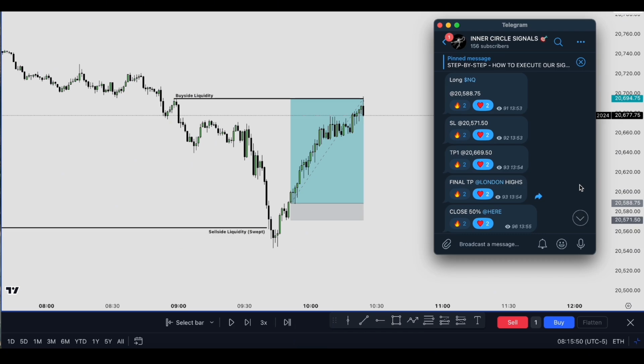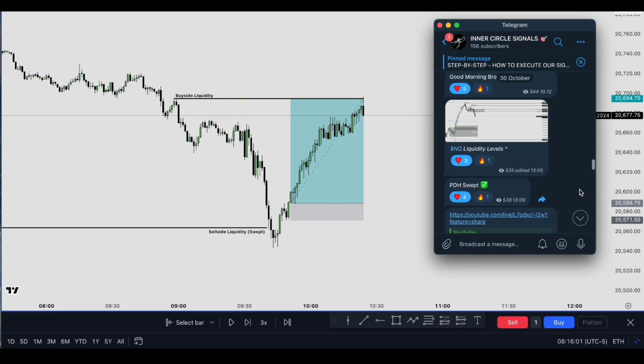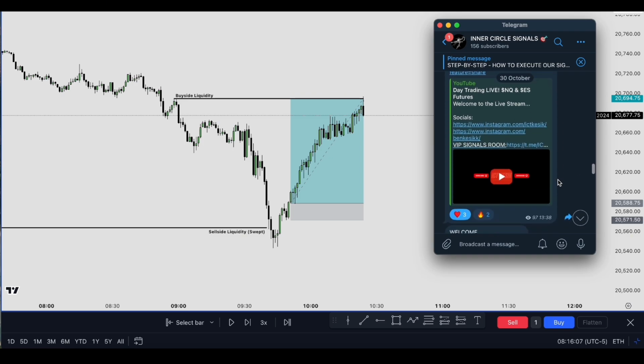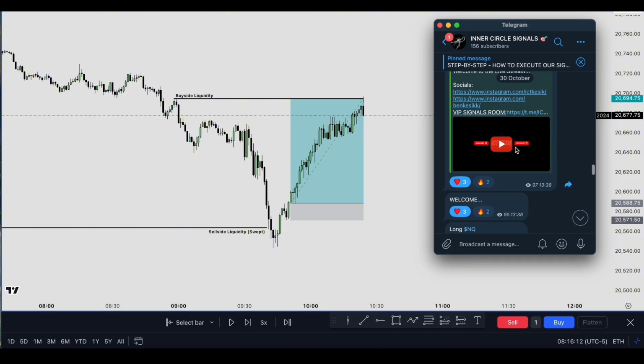And just for transparency reasons, I also want to show you these Telegram chats so you can actually see how it would look if you were inside of our group. So every single morning, I'll usually send in the liquidity levels that I'm monitoring for the NASDAQ, right? And then the private YouTube link for the VIP members only will be sent in, where you can tune in live and watch me trade the New York session.